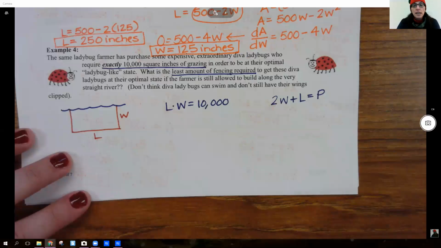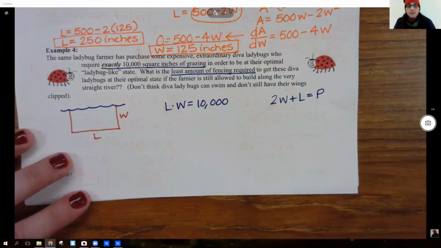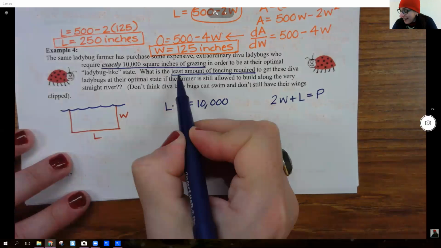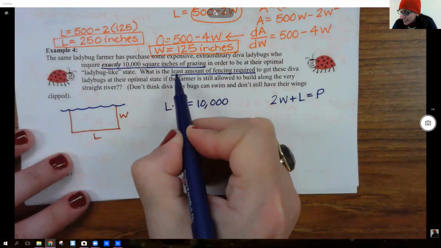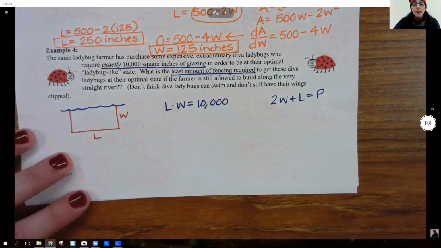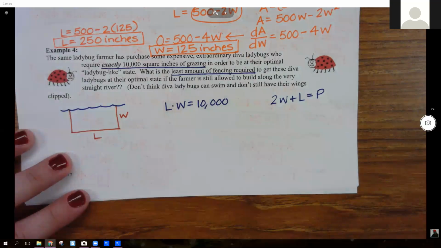Which one are we trying to find, let's see, least amount? I don't want to say maximum because it's least amount. I guess we're trying to minimize. Which one do we minimize? The 10,000 one. The one with P. The one with P. Why?